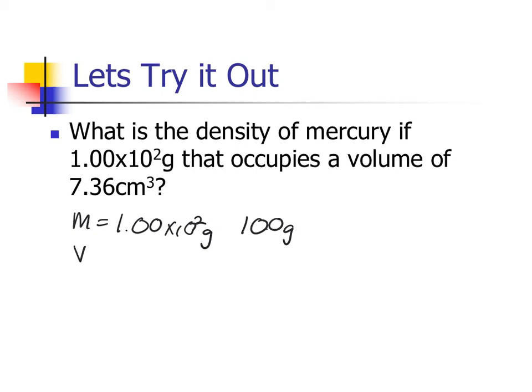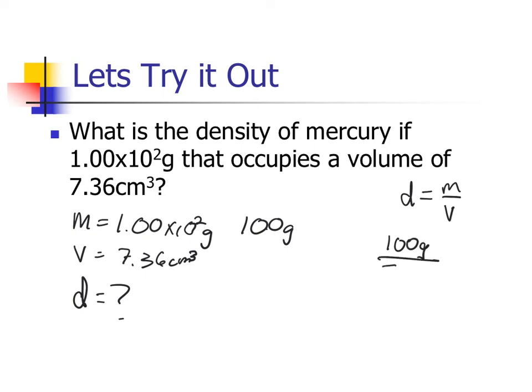The volume, writing down my knowns and unknowns, is 7.36 centimeters cubed. I'm asked to solve for density. The density equation, mass divided by volume, is that. We now have the ability to add our knowns in. If I keep my labels present, the label that I need for my answer is given to me.